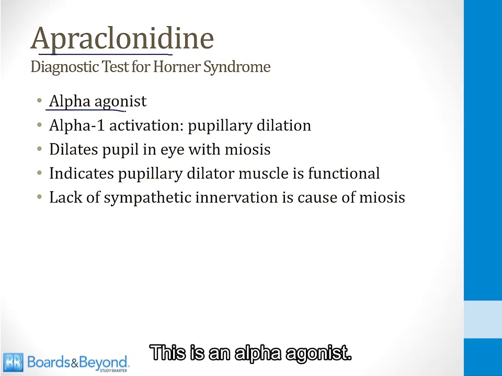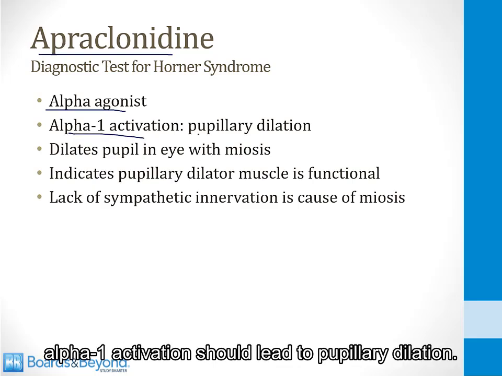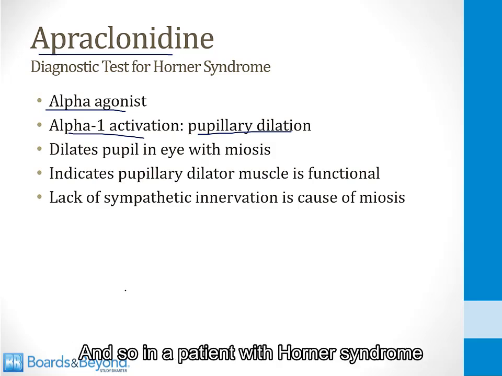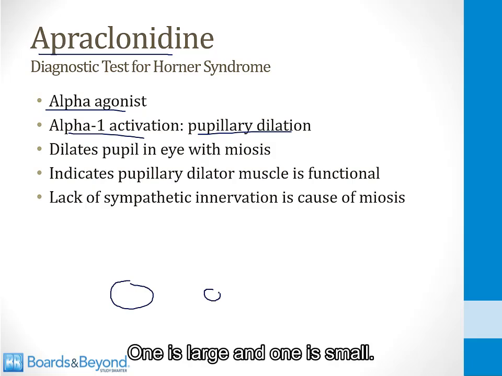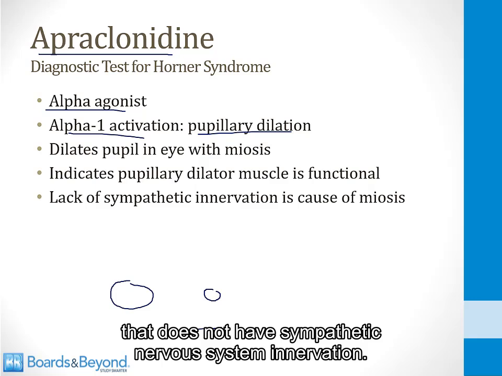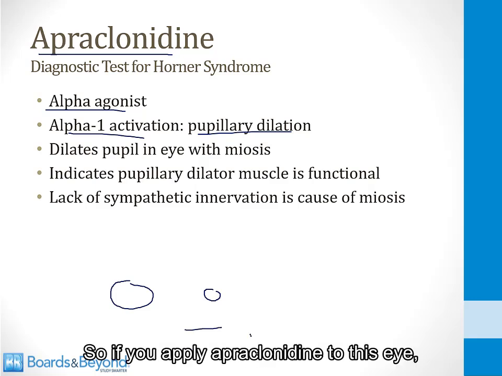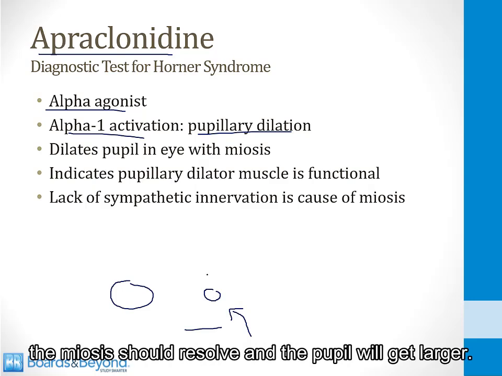This is an alpha agonist, and when you apply it to the eye, alpha-1 activation should lead to pupillary dilation. And so in a patient with Horner syndrome, you have two pupils. One is large and one is small. The small one is the miotic eye that does not have sympathetic nervous system innervation. So if you apply apraclonidine to this eye, the miosis should resolve and the pupil will get larger.